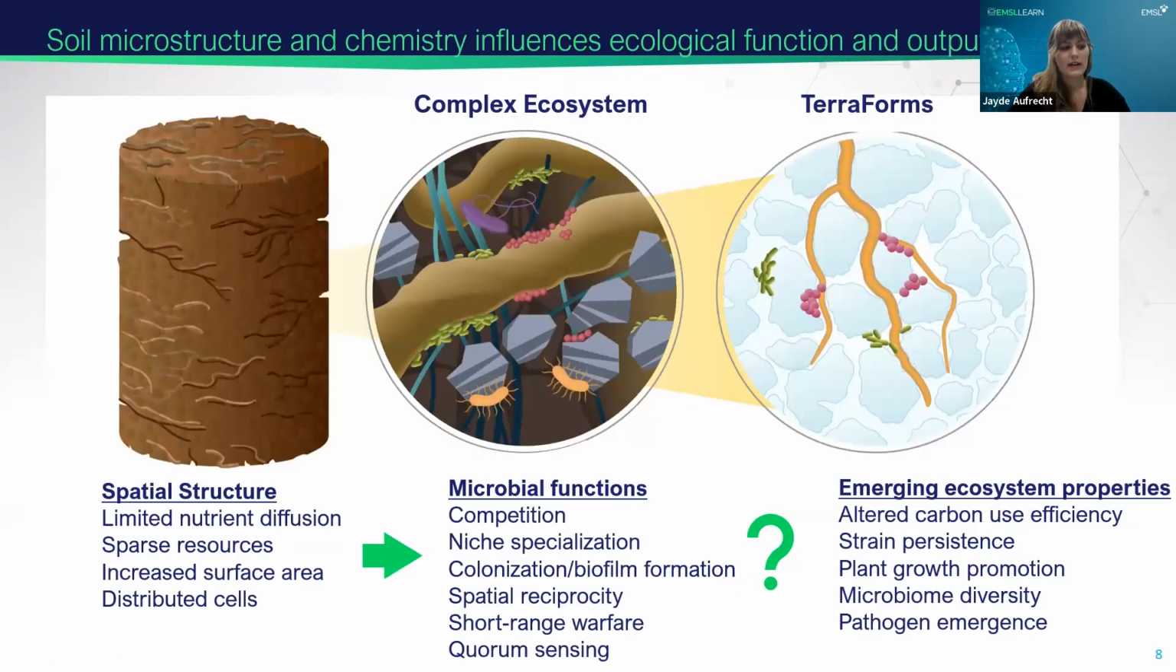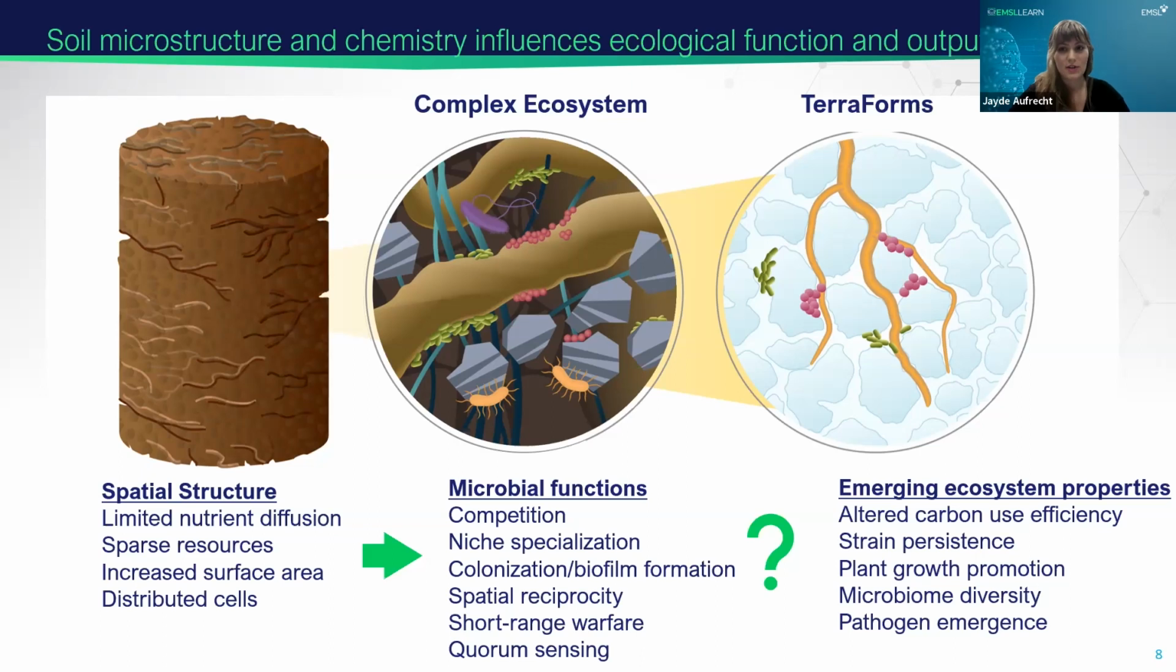Our primary motivation for creating the TerraForms is that real soil is really too complex. But don't get me wrong, this complexity is very important in orchestrating interactions underground. For example, just the spatial structure of soil alone can affect nutrient diffusion, the sparse distribution of resources underground, and those kinds of things are going to end up influencing microbial functions. So things like competition between microbes, niche specialization, how well they work together and compete for resources. Those microbial functions, in turn, are going to collectively come together to form some of these emergent ecosystem properties.